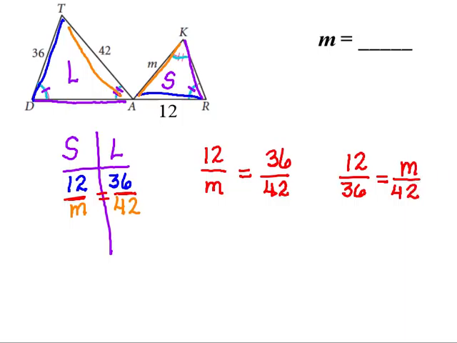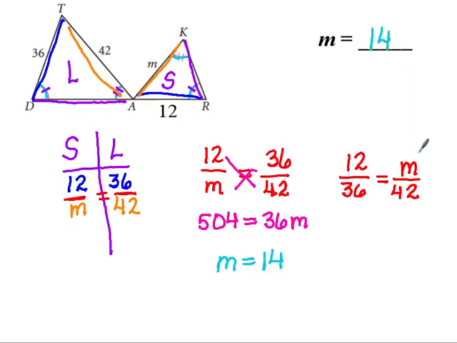Okay, so let's go ahead and solve this. To solve this, I take 12 times 42, which is what? 504. Equals 36 M. All right, let's go ahead and divide. What do you get M to equal? 14. Okay, questions?